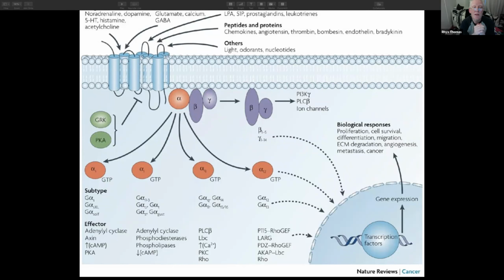So what can you tell me about the alpha subunit there? You mentioned GTP before. What does that GTP bit involve? That's where the G protein comes from, the GTP that's involved.